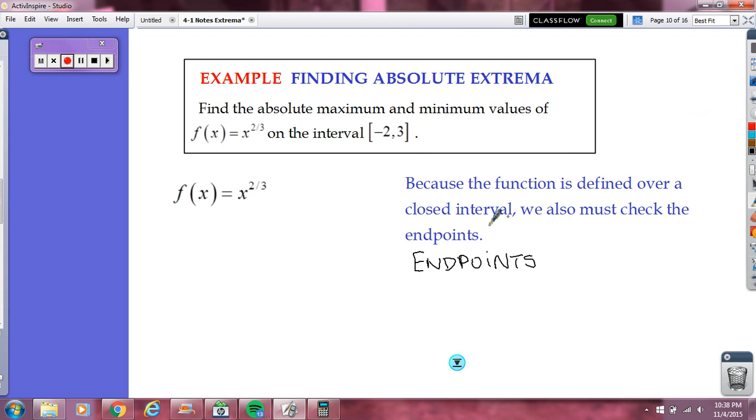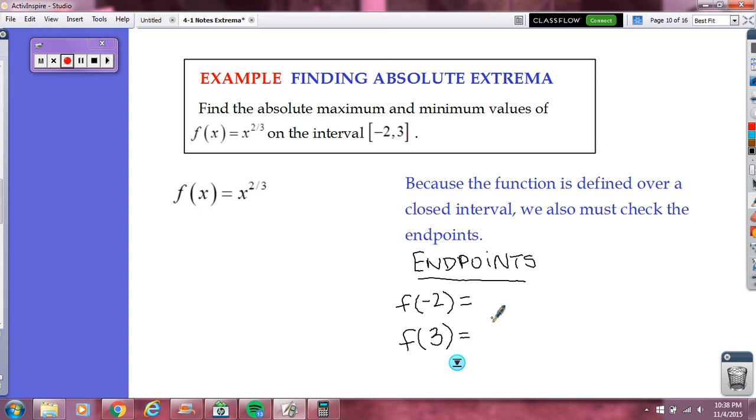Let's look at our endpoints first. We're only considering the endpoints because this function is defined over a closed interval. If it didn't have a closed interval, then you wouldn't have any endpoints to check and you would just look at your critical values. So the endpoints for this guy are -2 and 3. So I want to see, okay, how high up does my function go at -2? How high up does my function go at 3? Take those to find the y values that go with them. We're just plugging into our original function, no derivatives yet.